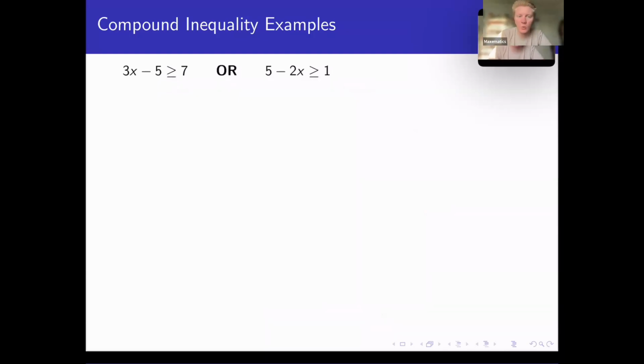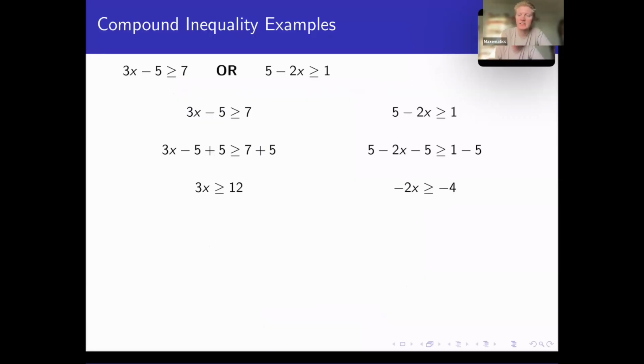Okay, let's do another OR one. 3x minus 5 is greater than or equal to 7. 5 minus 2x is greater than or equal to 1. All right. Let's add a constant to both sides. Let's divide by 3 and -2. Don't forget that when we divide by -2, we have to flip that sign. And we get x is greater than or equal to 4. X is less than 2.